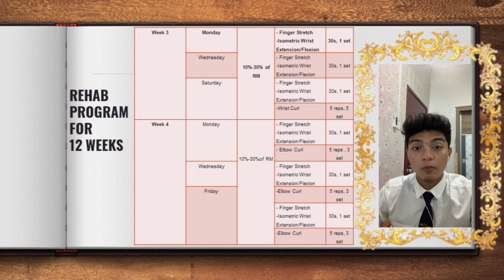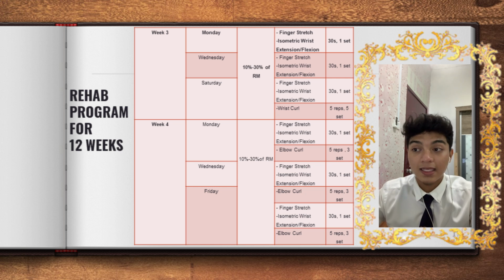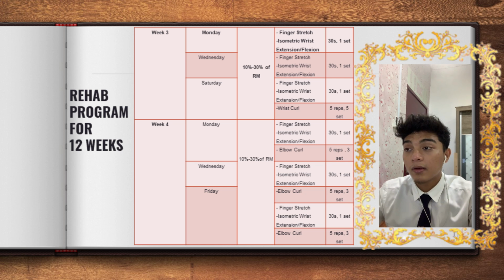Okay, for week 4, in Monday, we have finger stretch, also isometric wrist extension flexion for 30 seconds in 1 set. And we have a new exercise which is elbow curl. This elbow curl will be done for 5 reps for 3 sets. And for next day, which is Wednesday, we have finger stretch, also isometric wrist extension and flexion. We will do 30 seconds for 1 set.